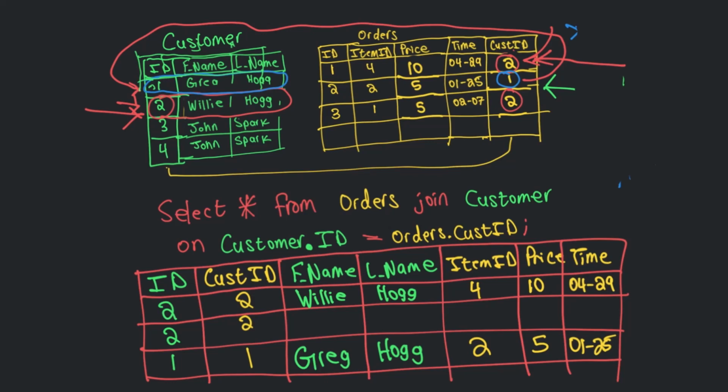Now let's do it. The final row of the orders table, our customer ID is 2. We find all of the corresponding matches in the customer table, which is just Willie, and so we add in Willie, Hog, and the order information is from the third row in the orders table, and so that would be item 1 was bought with a price of 5, and the time was 0207.